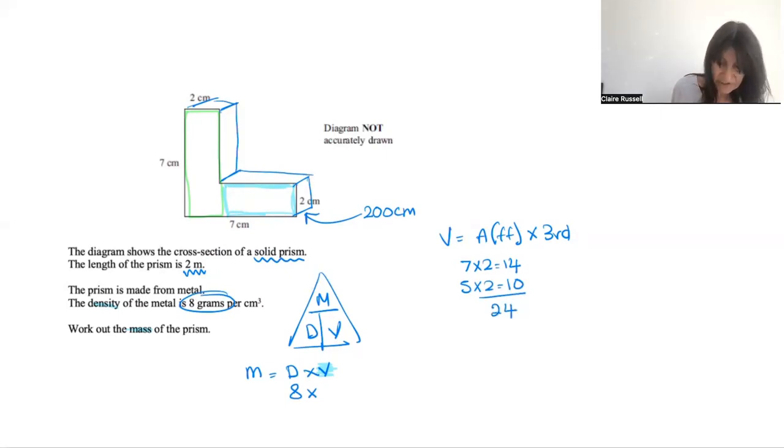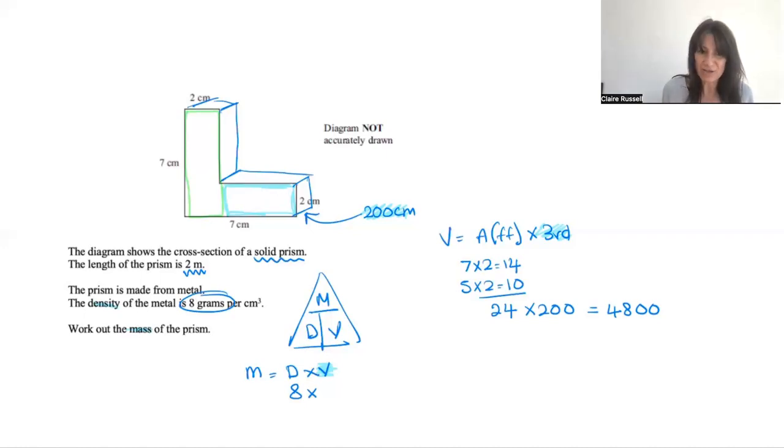Okay, now I'm timesing that through by the third length. The third length is the length that gives it a third dimension, which is this length here. So that is our third length, the length that makes or gives the prism its third dimension. So we're going to be timesing that through by 200. So we can just double the 24 to get me 48 and add those 2 zeros. So I've got 4,800 as my volume.